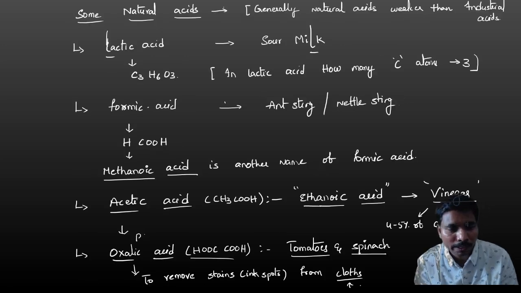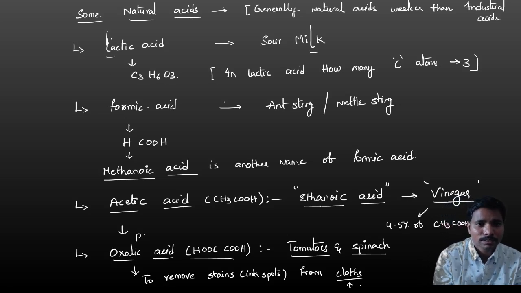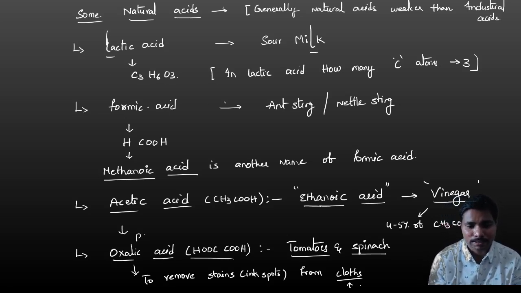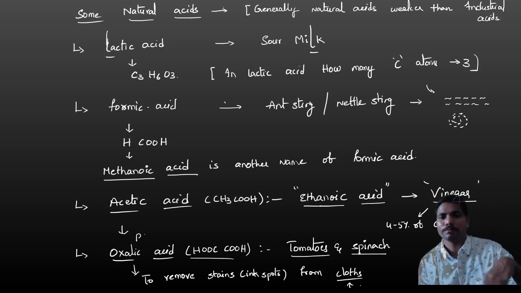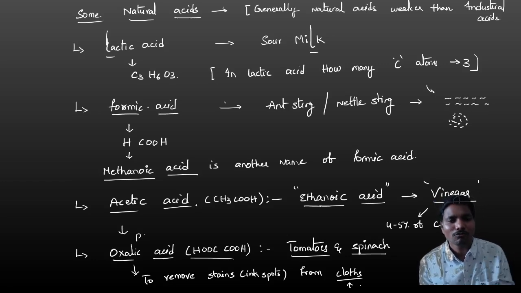Now coming to some naturally occurring acids. Those are generally weaker than the industrial acids. Lactic acid is present in sour milk. Formic acid is present in ant sting or nettle sting. Let us take a small trick to remember. Ants generally form lines, correct? They are always following a line or forming groups. That means their nature is they form lines or groups. So form for formic acid. Remember like that.